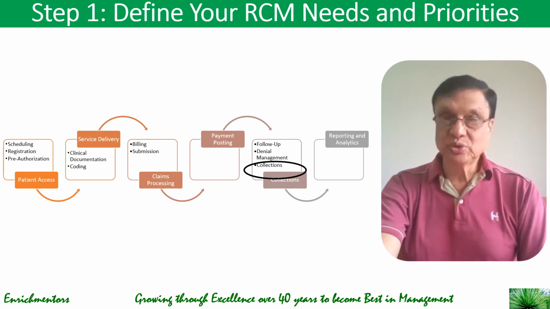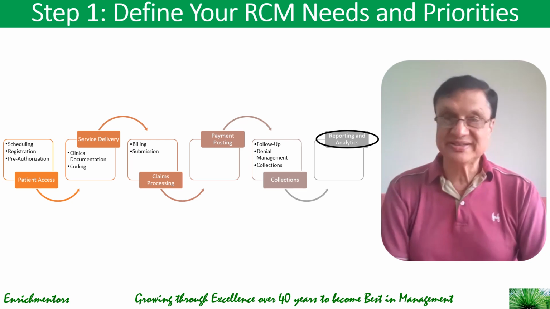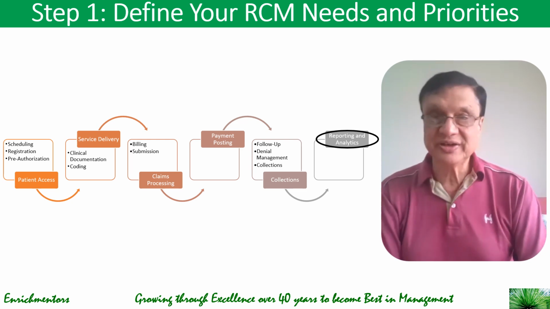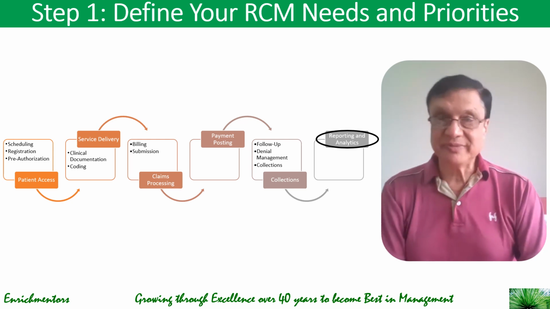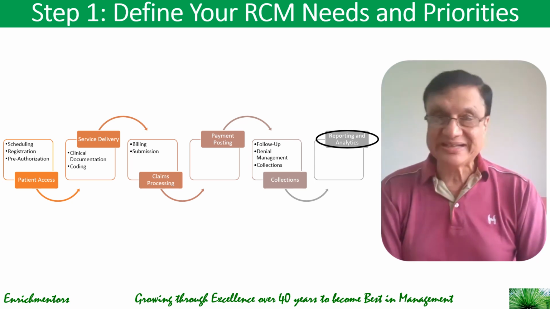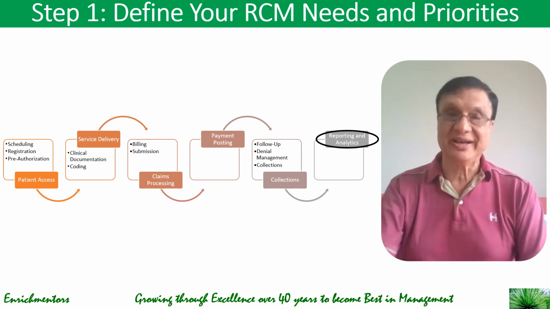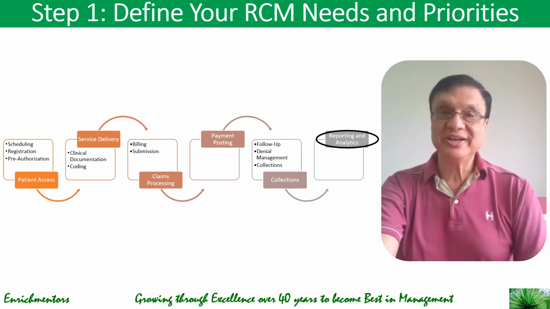And also you could look at real-time insights into KPIs like days AR, denial rates, and collections in the analytics and reporting part of your process. Now, this assessment of what you need, where your pain points are, will clarify what features are essential and help narrow down choices for you for the right RCM software. So that's how you can define your RCM needs and priorities, right?